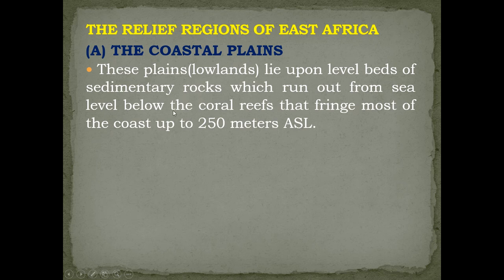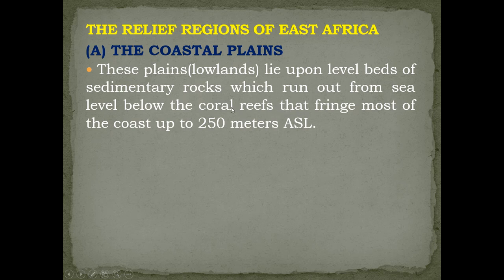So this is the part of land which runs below the coral reefs. These coral reefs are also types of sedimentary rocks. When we come to the coastal geography, we shall explain more about how the coral reefs are formed and what they are. So this land forming the coastal plains runs from the ocean. That's why we're saying below the coral reefs, which are found. Fringe means finding, so which are found at the coast in the Indian Ocean.